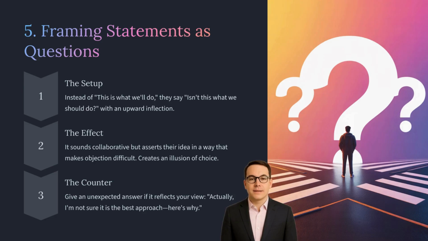To handle this, recognize the difference between genuine questions and rhetorical questions that steer you. A genuine question doesn't presume an answer. So if you notice someone frequently doing this, don't be afraid to give an unexpected answer if that reflects your view. For example, "Actually, I'm not sure it is the best approach. Here's why." Deliver it calmly, and you'll break the spell of automatic agreement. Remember, polite phrasing doesn't require automatic compliance.